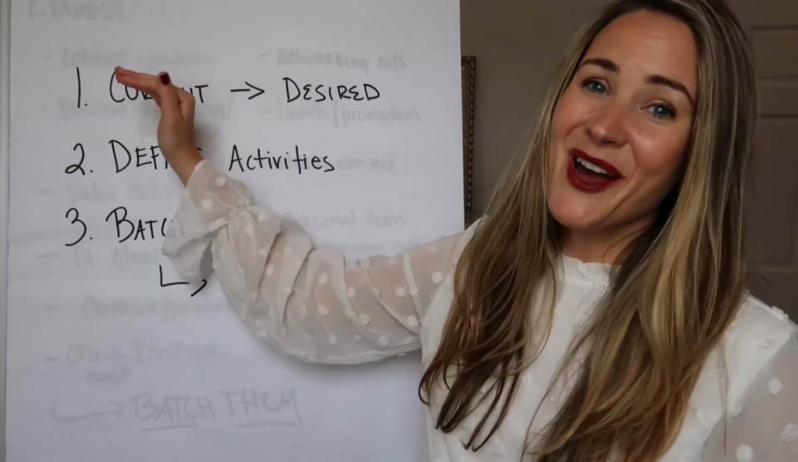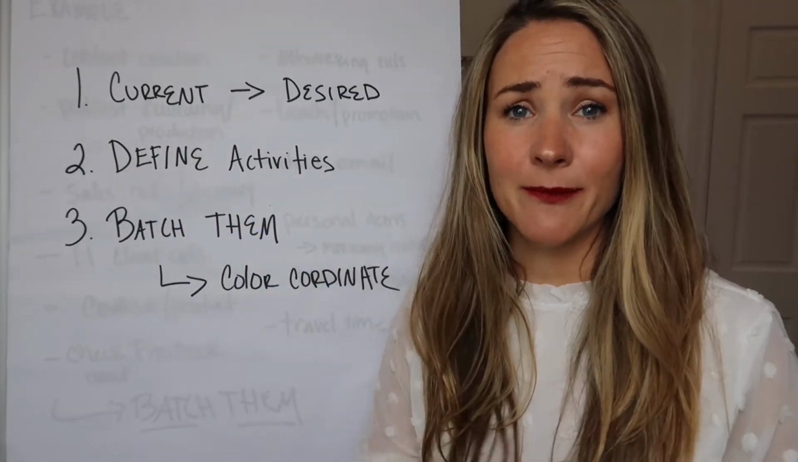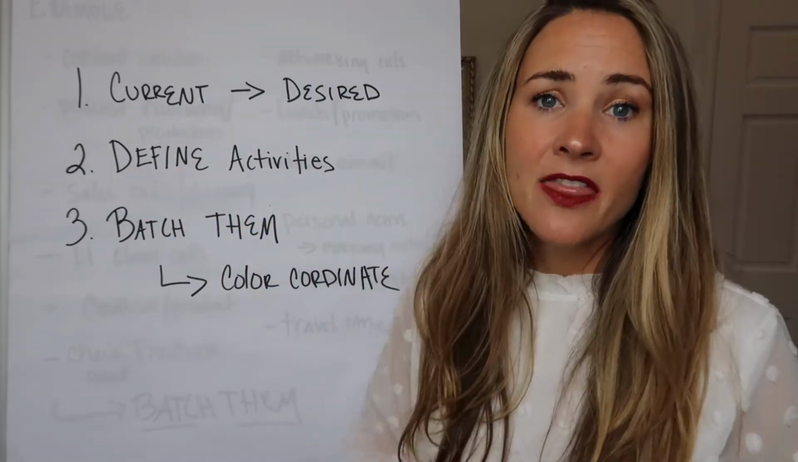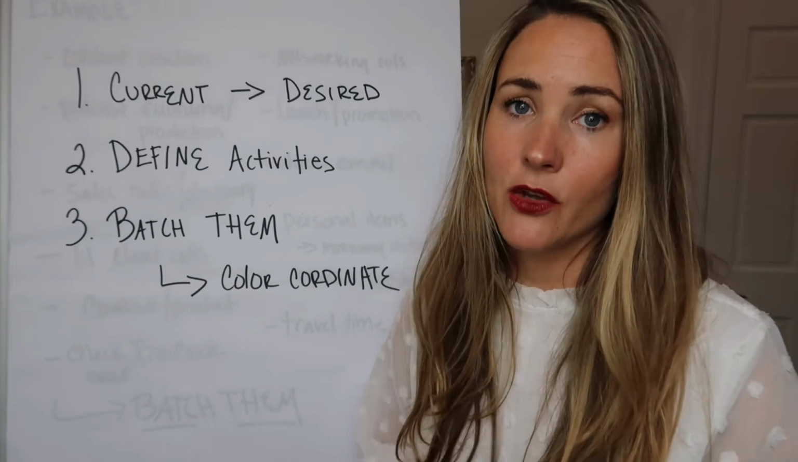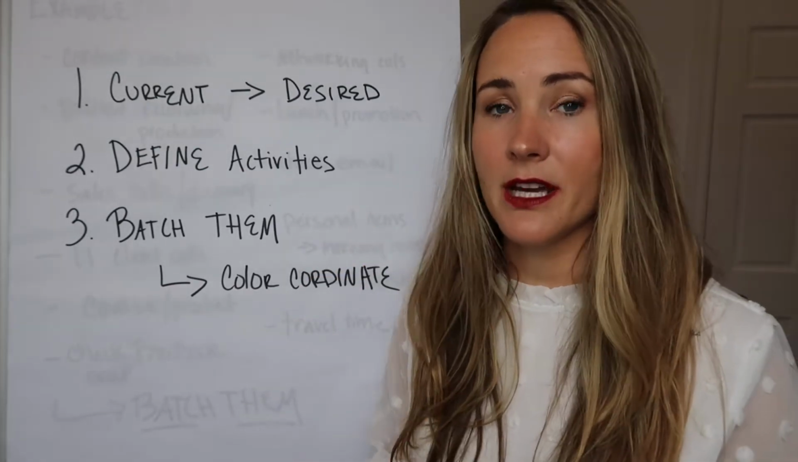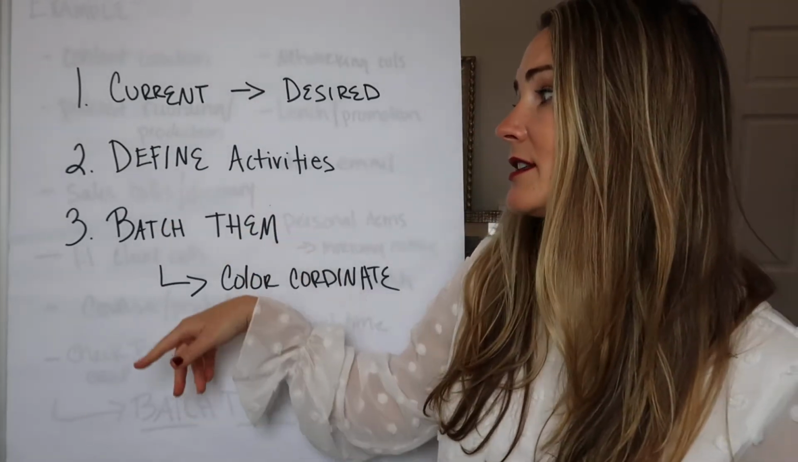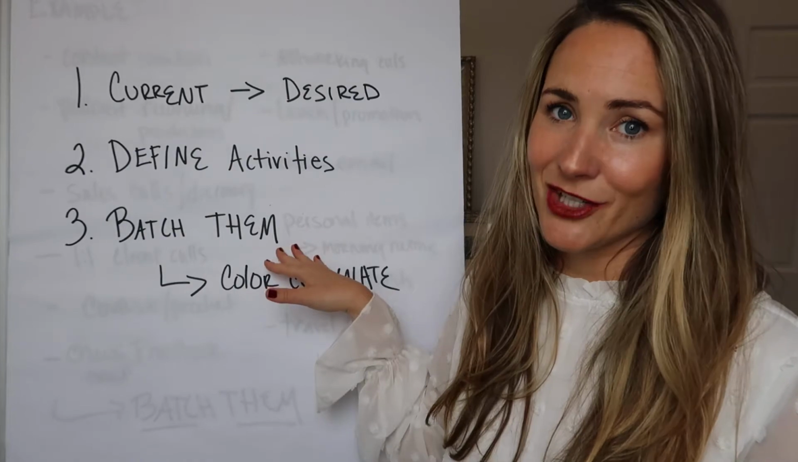Once we've decided current and desired, I want you to go through and make a list of all the activities that you are currently doing in your business. This is really key. We have to get really clear on all the activities, and I'm going to show you an example of that in just a moment. But once we define the activities, we're going to move into what is called batching.